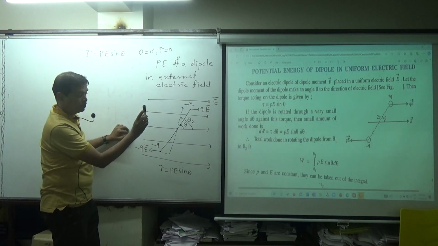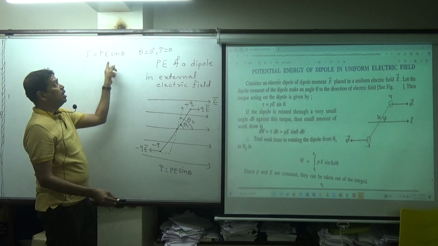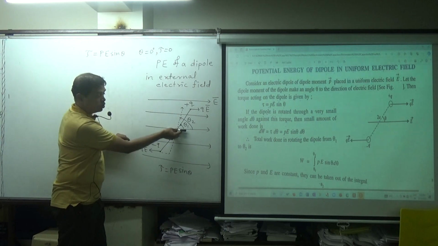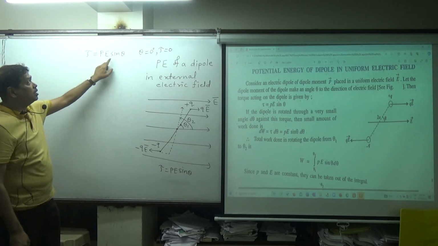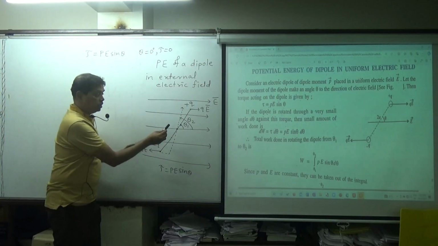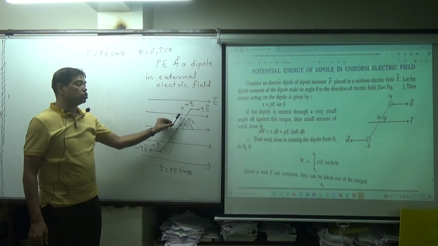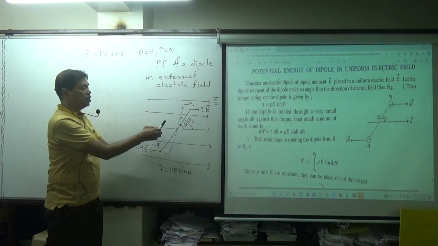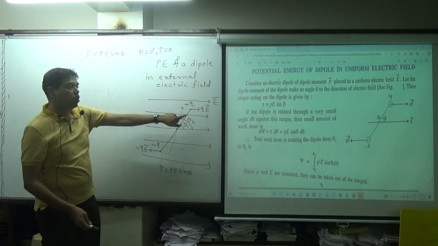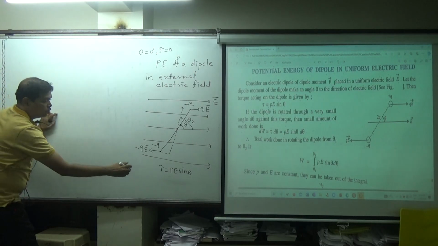This is very important. Earlier, when was the torque minimum? When theta was 0, okay. But if I want to rotate it like this, what will I have to do? See, its stable position is parallel. I am rotating it against that, which means I have to apply an external torque. So I am going to rotate it from theta 1 to theta 2. Okay. So torque is equal to p sin theta.